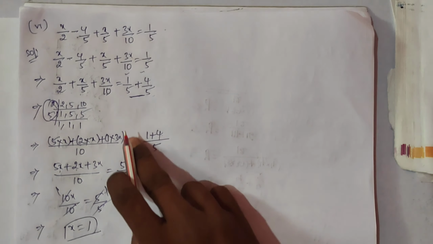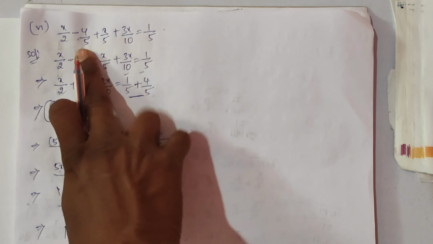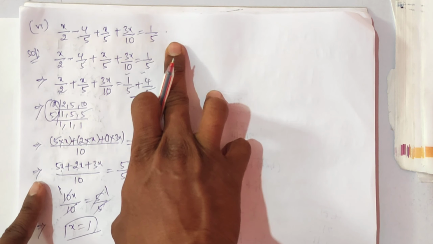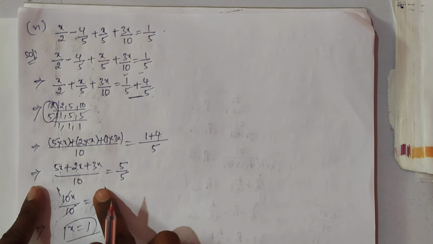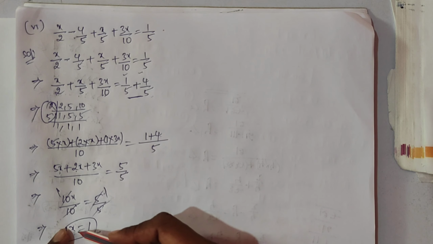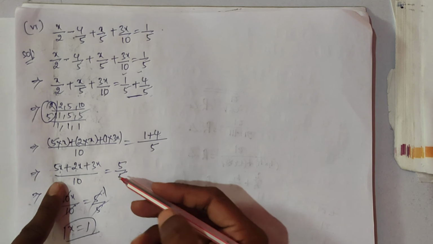Okay. In this case, what is given again? 3 are variables and 2 are constants. We are transposing one constant to the RHS side. Then we are taking the LCM. Then we are reducing the given equation. Then we are getting the value as x is equal to 1 here. Okay. This is about question number 6.